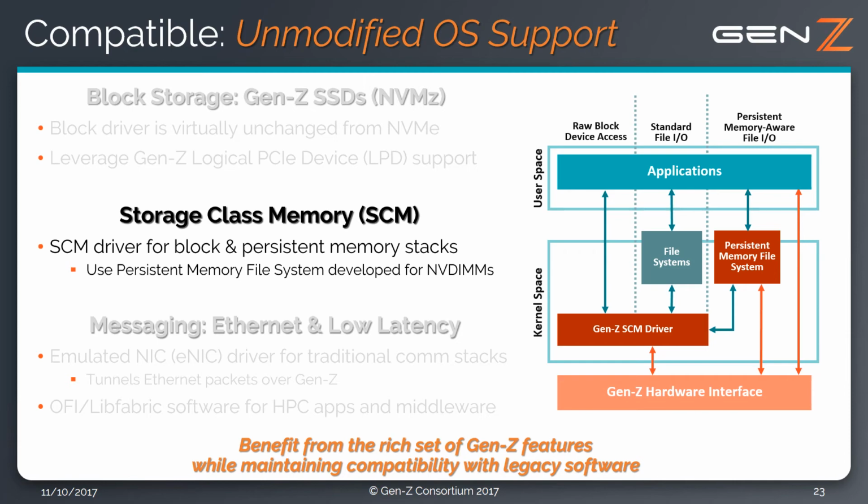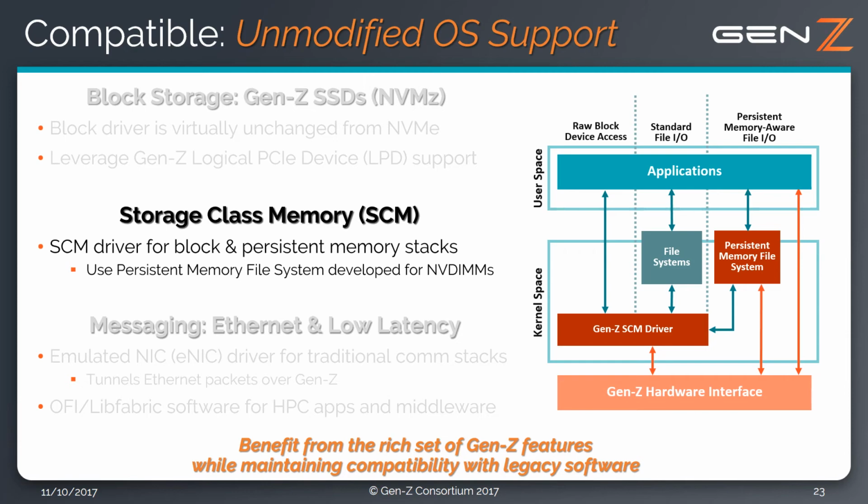Now, let's look at how Gen Z-enabled storage class memory is supported under unmodified operating systems. As mentioned in the high-performance portion of this video, operating systems have been adding support for direct access to persistent memory-based file systems over the last couple of years, primarily to support emerging non-volatile DIMMs, or NVDIMMs, technology. The recently developed persistent memory file system, also known as the direct access file system, allows the use of special APIs between the applications and the persistent memory file system to directly access file data in a byte-addressable manner using CPU load store instructions by mapping the file data into the application's memory space.